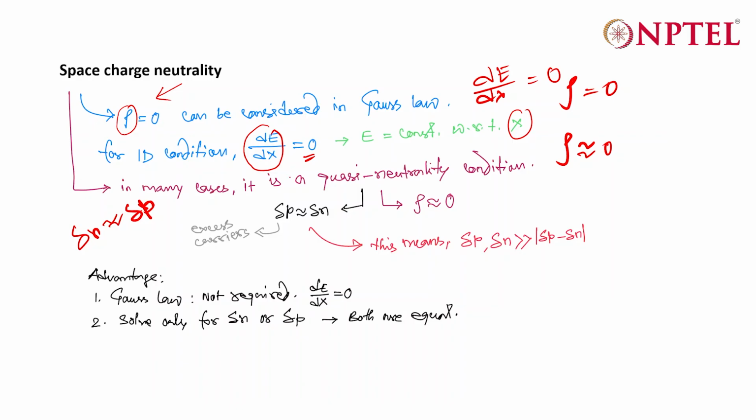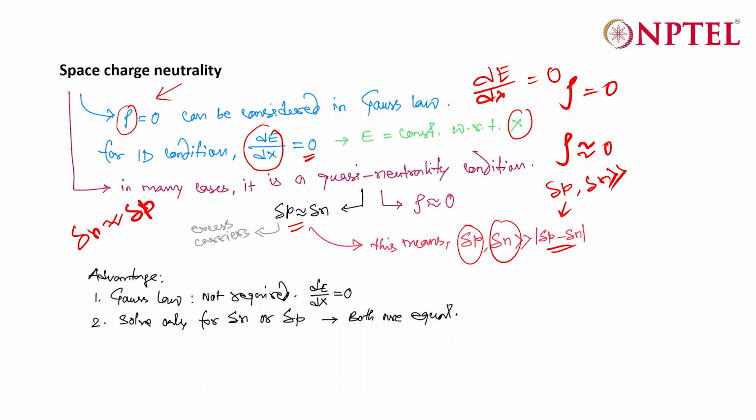So when you consider that del p and del n both are equal, this particular relation signifies that del p and del n are both very, very high compared to the difference between them, as said over here. Individually, del p and del n can be very high, but their difference should be very small. That is what this approximation signifies, right?